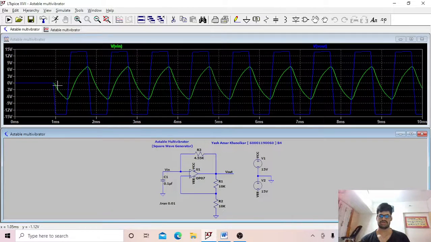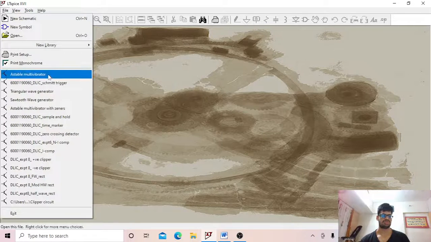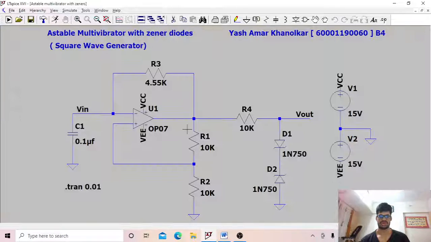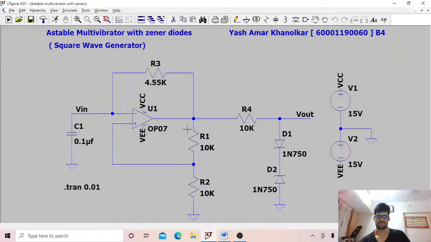The next circuit is the astable multivibrator with Zener diode. In the astable multivibrator circuit, you see that the output voltage is very much greater than the input voltage. So if we want to restrict the output voltage to a lower value, we use the astable multivibrator with Zener diode circuit. So yes, this is the circuit of an astable multivibrator with Zener diode.